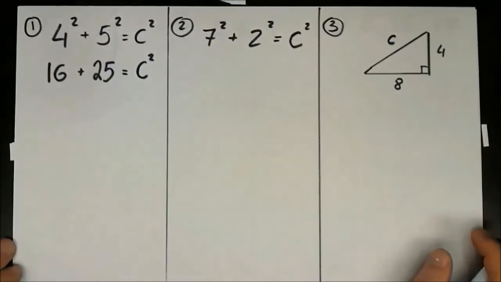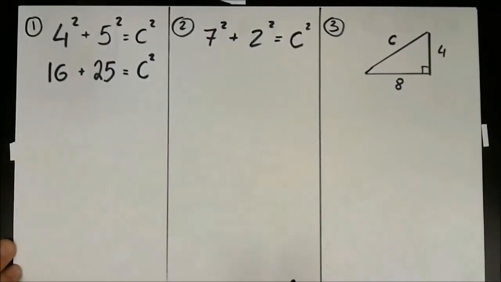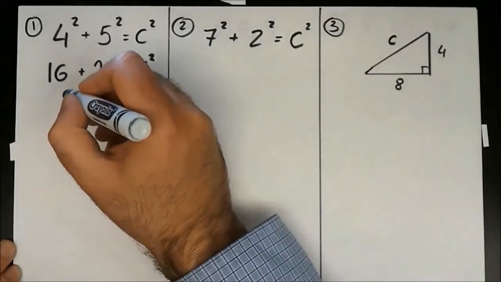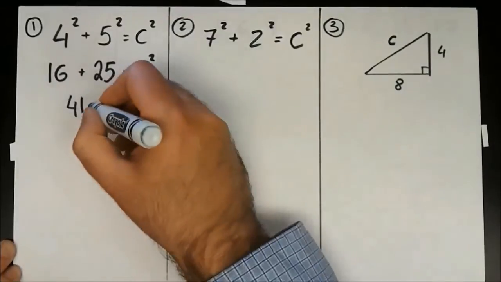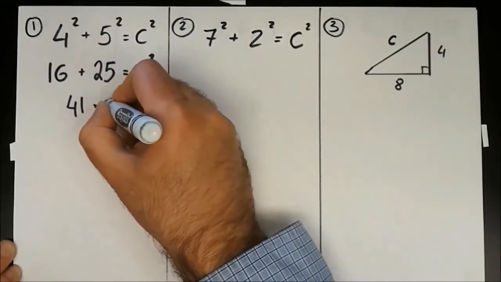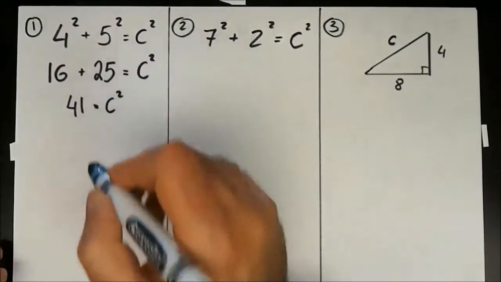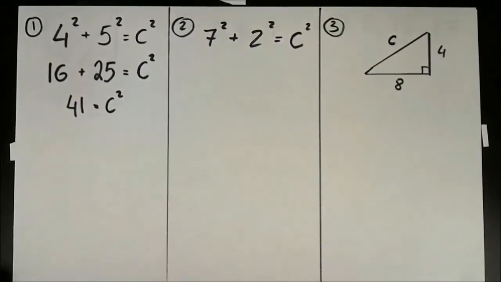Alright, perfect. Now we just need to add these two. What's 16 plus 25? 41. And that equals c squared. Now I don't really need c squared, I need c. So can someone tell me how I can isolate c so it's just c and nothing else?